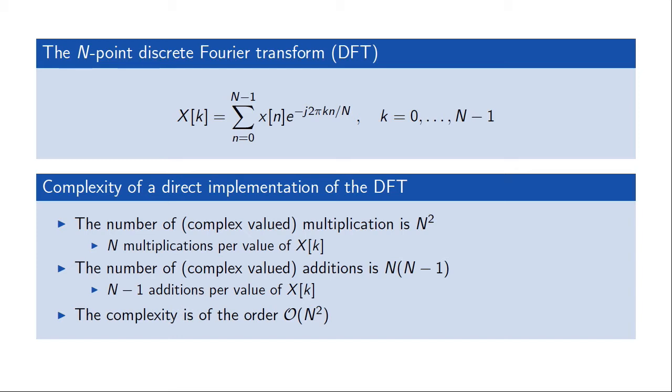And similarly with additions. If we wanted to evaluate this sum as a running cumulative sum, we have to add N minus 1 values. And this has to be done for all of the N components X of k, which means that the total number of additions will be N times N minus 1. So overall, both in terms of multiplications as well as complex additions, the complexity is of the order N squared. So if N is getting larger, so if we collect more signal samples, this may be prohibitive.